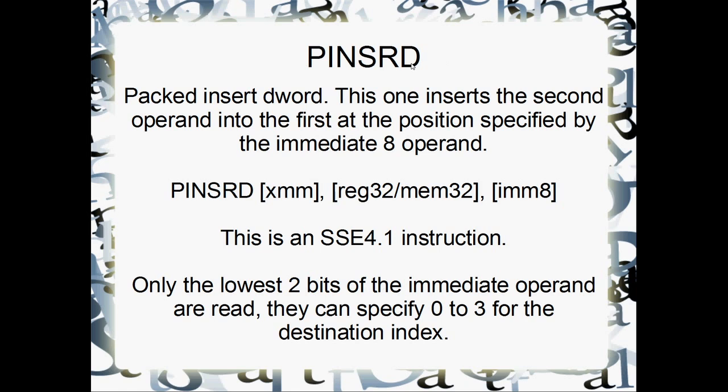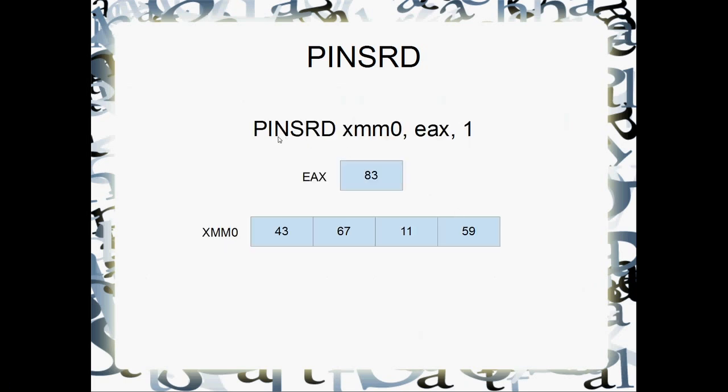Okay, likewise, we can insert a Dword. I should say Dword instead of double, just to save confusion. These are not floating point values, these are integer values. So an integer Dword, pretty much exactly the same as inserting a byte. You just use the immediate 8 operand to specify whereabouts in the SSE register you want to copy your Dword to. So something like this is going to copy the value of EAX into the Dword element number 1 in XMM0. Simple as that, really.